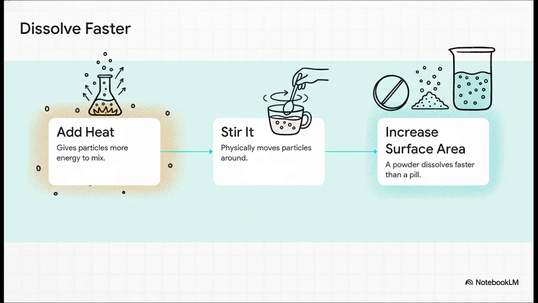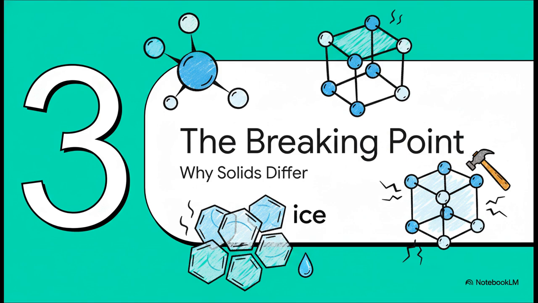More heat gives the particles more energy to mix around. Second, stir it up, which physically forces everything to mingle. And third, increase the surface area. A fine powder will always dissolve faster than a big chunk, just because more of it can touch the water all at once. Okay, we have all the building blocks now.